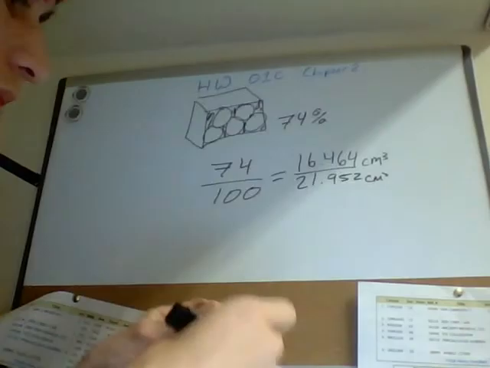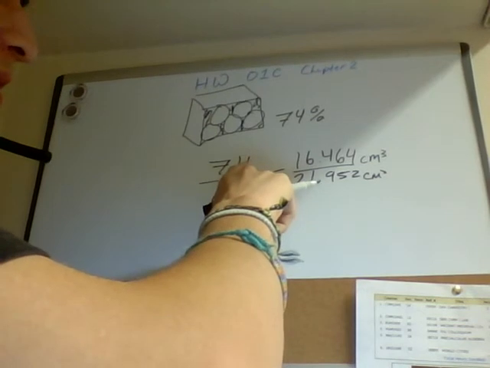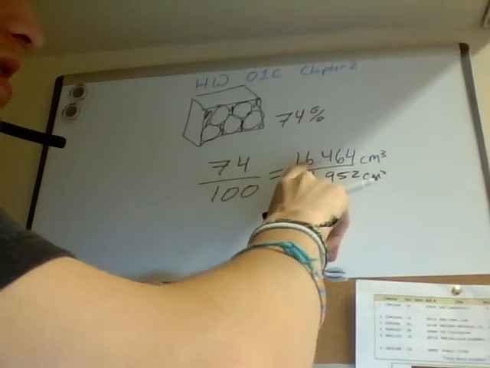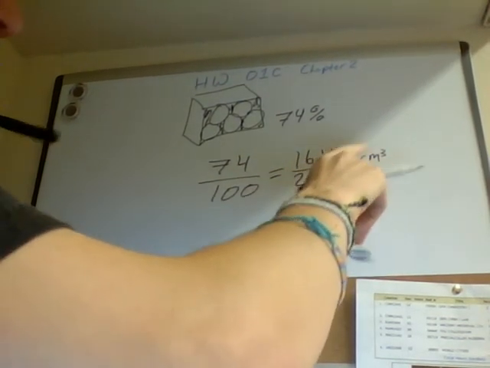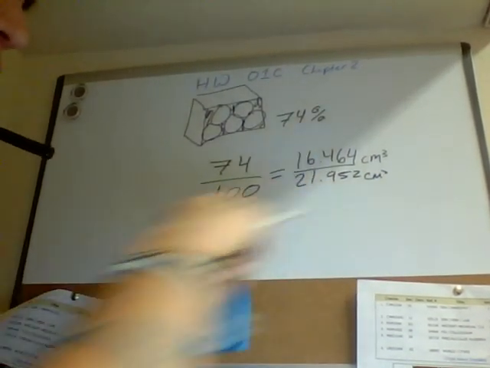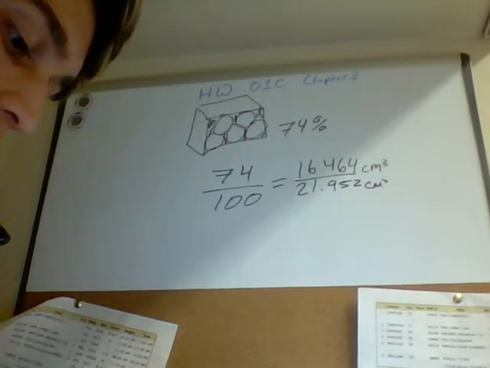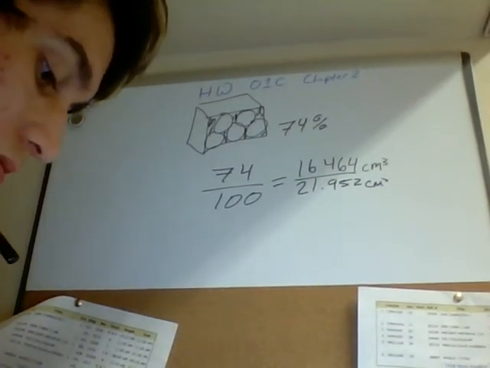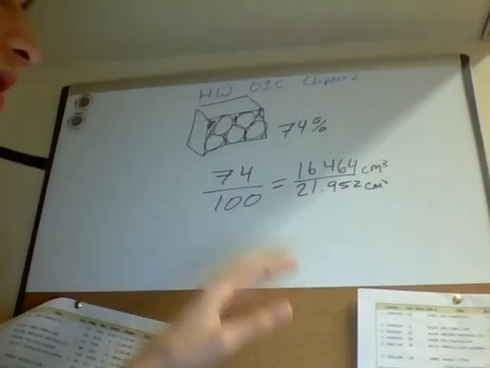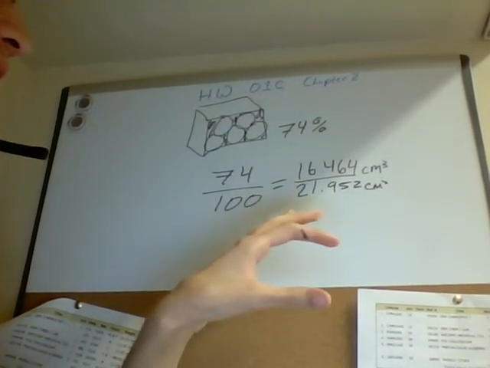So 74% of the volume is 16.464 centimeters cubed. This is basically just the ratio. As you can see, they're equal. Okay, so that's how you find out how much is actually the space that the atom occupies.